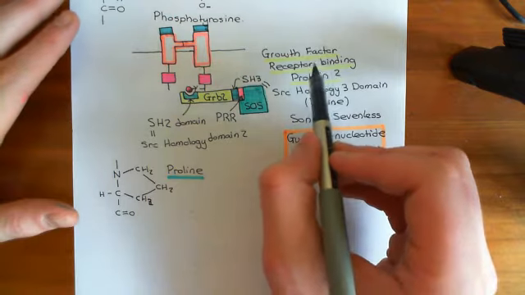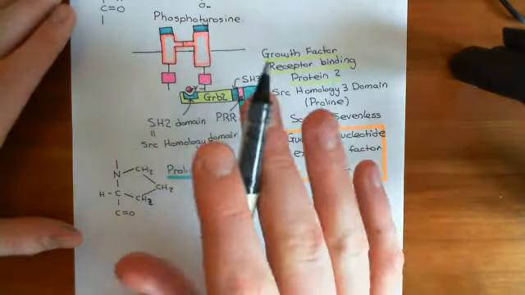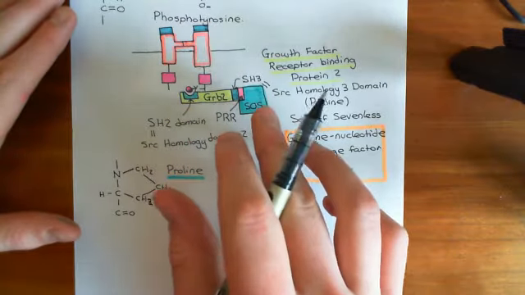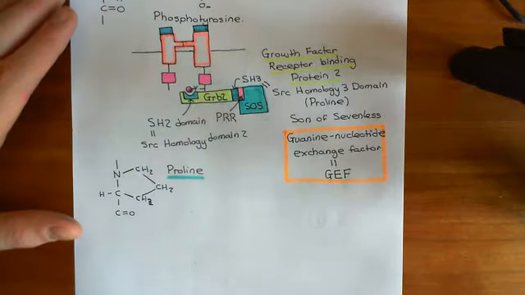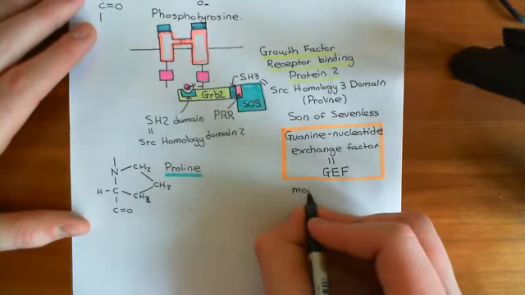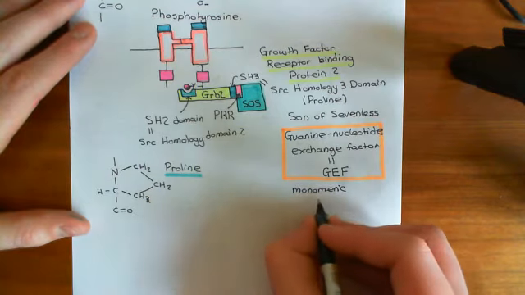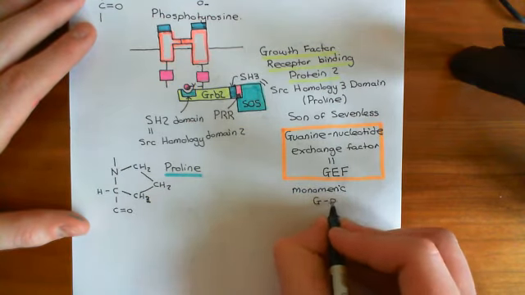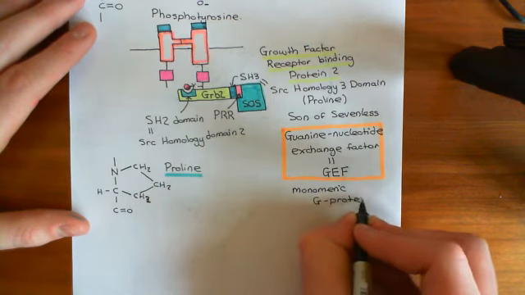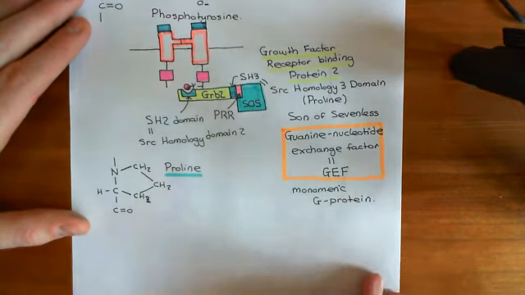Okay, so which G protein is it going to activate? Well, it's not going to activate a heterotrimeric G protein. It's not a G protein coupled receptor, which acts on heterotrimeric G proteins. Instead, it's going to work on a monomeric G protein. Now, monomeric G proteins only have one subunit, but the essential principle is the same as for heterotrimeric G proteins, or in fact, you could say heterotrimeric G proteins are using the principle of a monomeric G protein.